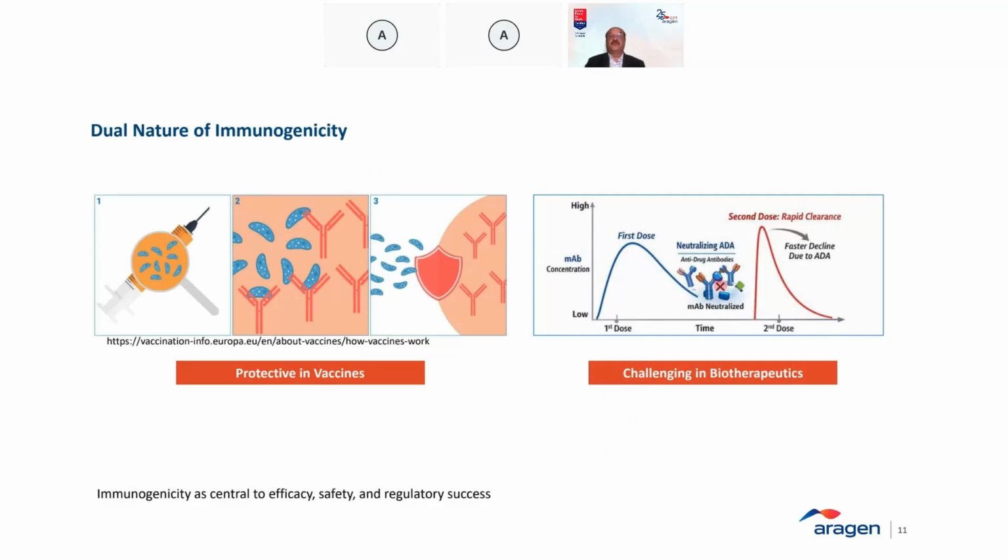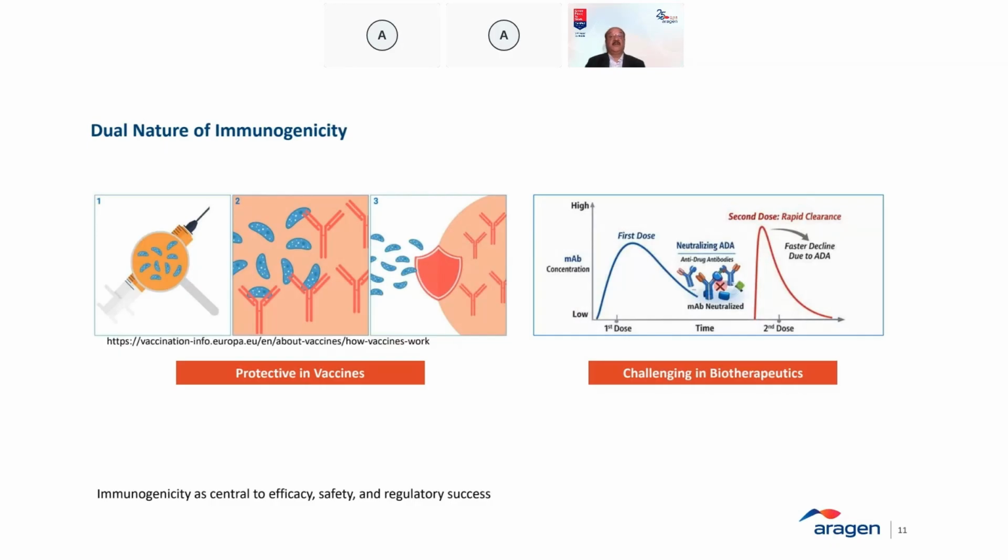Like every coin has two sides, immunogenicity has a dual nature. In vaccines, it is protective. As we know, for the vaccines, we inject the attenuated pathogens or their proteins inside the body. It activates our immune system and it generates antibodies. So whenever the pathogen or protein enters our body for the second time, these antibodies are ready to interact with them and get rid of them. So this is our goal, that we need protection from a pathogen or a foreign protein.